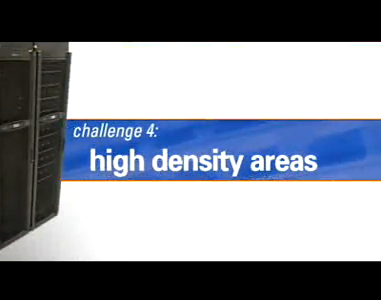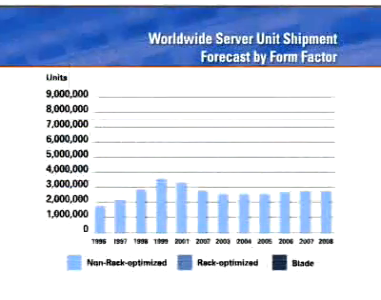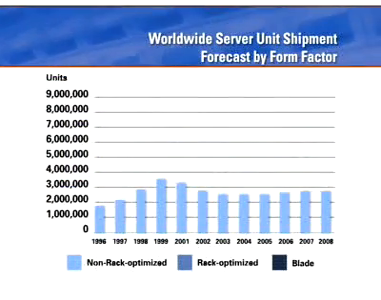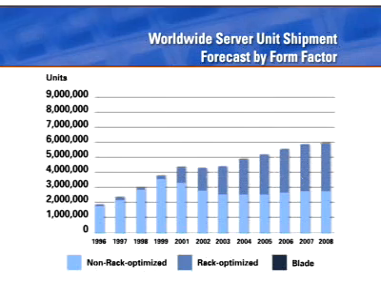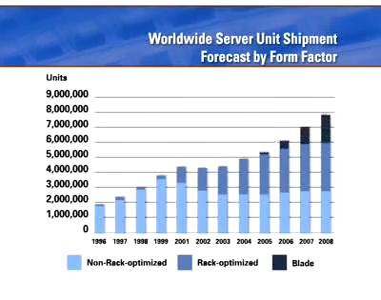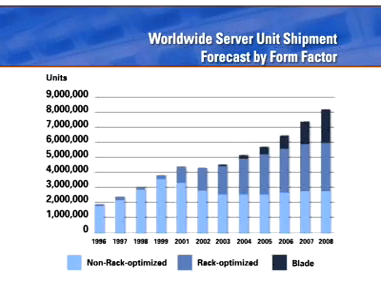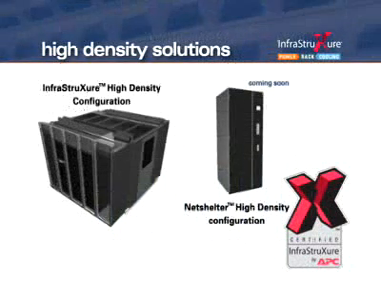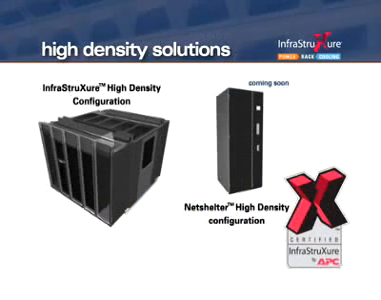Challenge 4. High-density areas. The high cost of floor space and new, smaller, more powerful IT devices have led to higher power and heat densities in the data center. While the average kilowatt per rack remains in the 1 to 2 kilowatt range, high-density enclosures are becoming increasingly common and increasingly more difficult to cool. Two possible solutions: the Infrastructure Hot Aisle Containment System and the NetShelter HD.